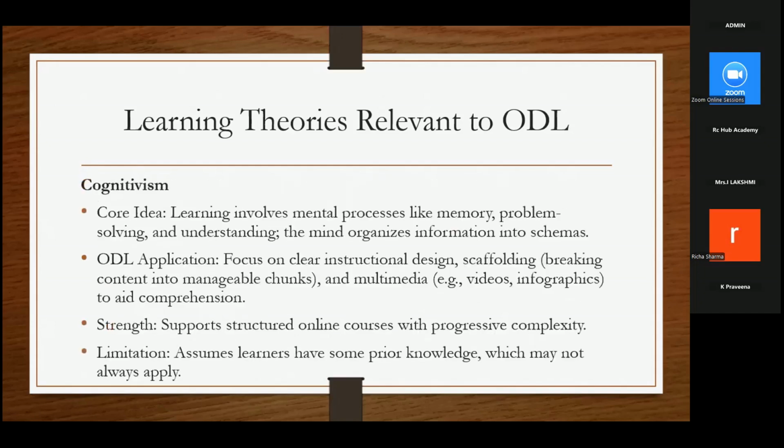And the second one is called cognitivism. What is this? Mental processes like memory, problem solving, and understanding. Very important: cognitivism, cognitive skill. A self-learning person will have more skill. It is called cognitive skill. What is meant by cognitive skill? Problem solving and understanding. I can say understanding and problem solving. How I can understand the problem and how I'm going to solve the problem. I'm not going to create the problem. I'm going to solve the problem.